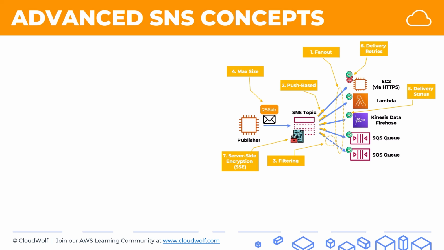You can set up encryption in transit, but that would be like client-side encryption or using HTTPS protocols and things like that. But specifically SNS encryption is server-side encryption, and it's encryption at rest.